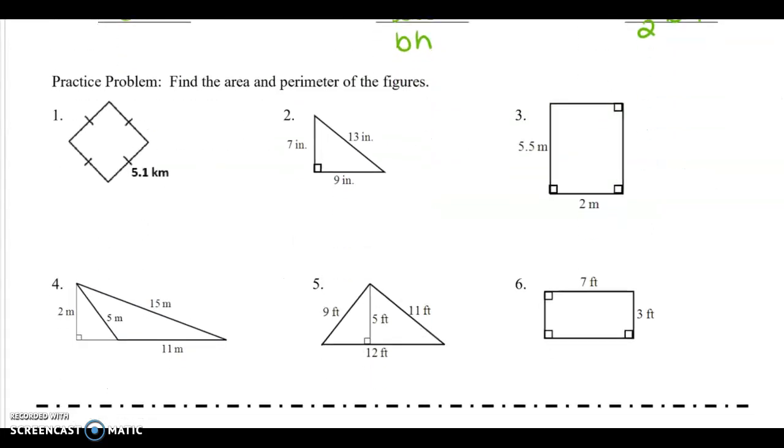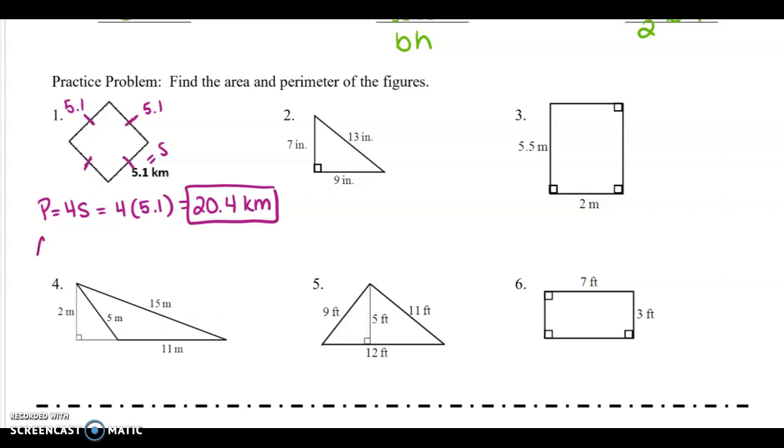All right, let's look at the next problem. So I know this is a square, and the reason why I know this is a square is all the side measures are the same. See how they all have those markings? So they're all technically 5.1, 5.1, and so on. So you would label this as my S. 5.1 is my side measure. So to find the perimeter, I would do 4 times S. So 4 times 5.1. So go on my calculator, do 4 times 5.1, and it gives me 20.4 km.